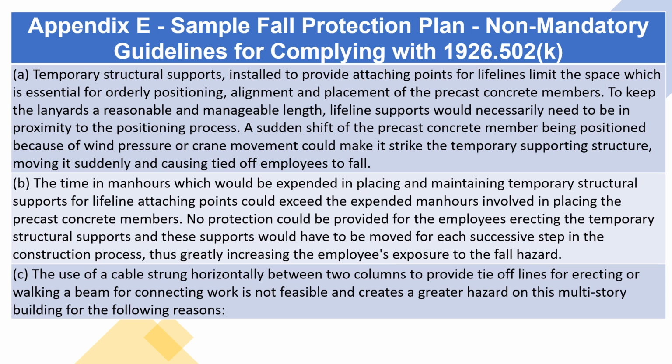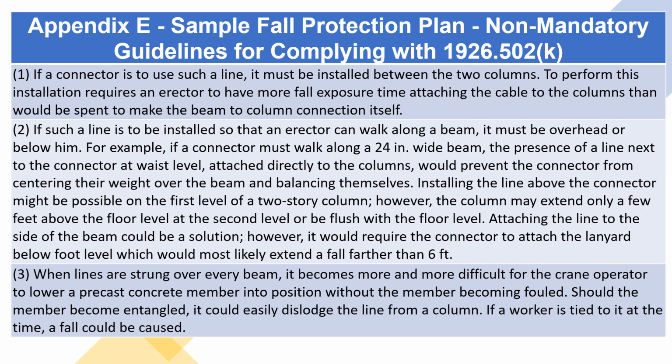C. The use of a cable strung horizontally between two columns to provide tie-off lines for erecting or walking a beam for connecting work is not feasible and creates a greater hazard on this multi-story building for the following reasons. 1. If a connector is to use such a line, it must be installed between the two columns. To perform this installation requires an erector to have more fall exposure time attaching the cable to the columns than would be spent to make the beam-to-column connection itself.